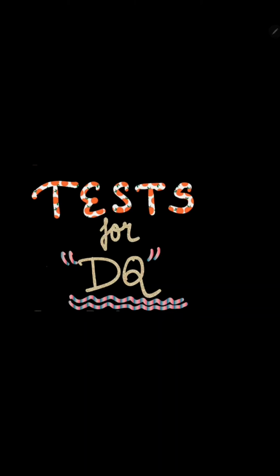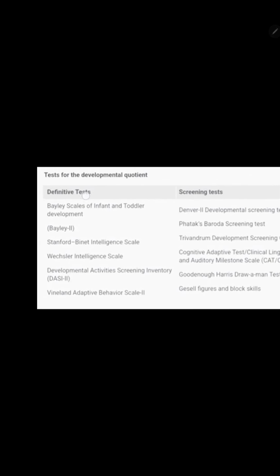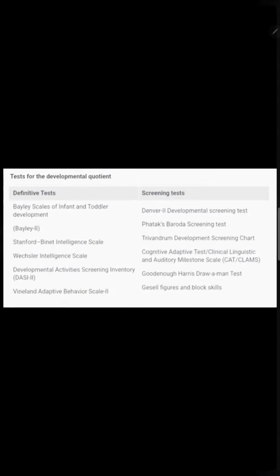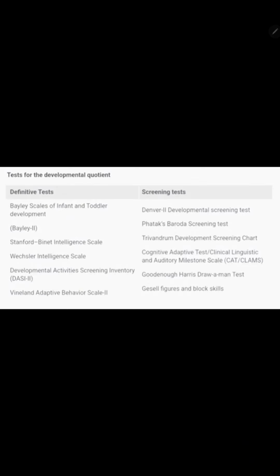The tests for the DQ, that is the developmental quotient. So what are the tests for the DQ? Basically in DQ we have two types of tests. One is the definitive type of test, and second is the screening test. In the definitive tests, we include the Bayley Scales of Infant and Toddler Development, that's Bayley 2.